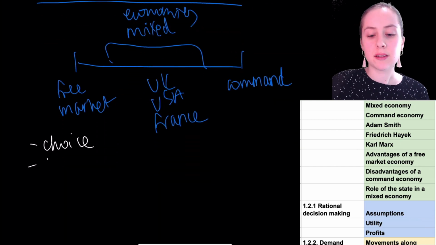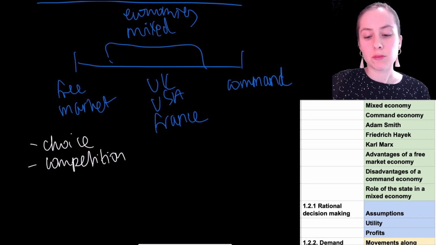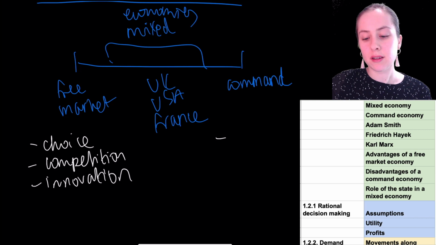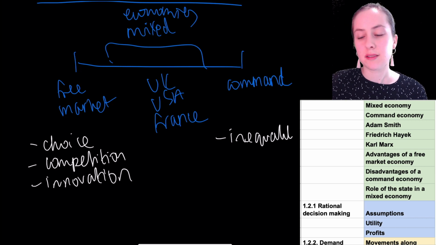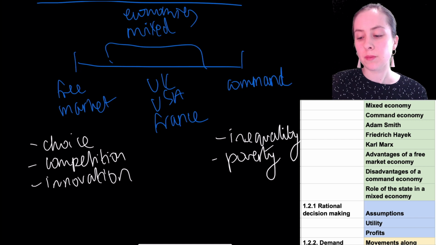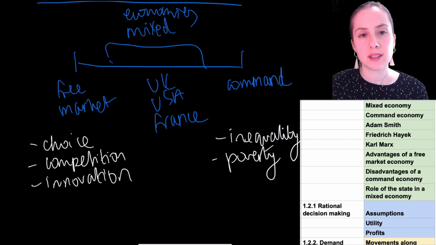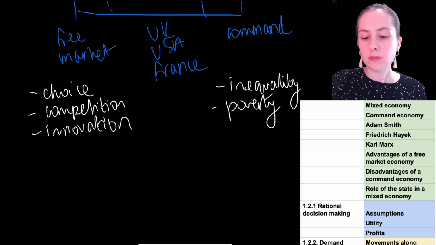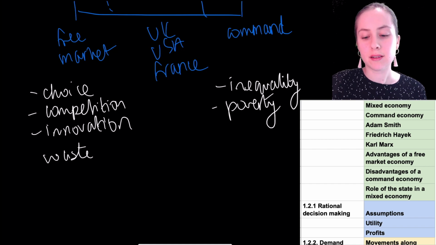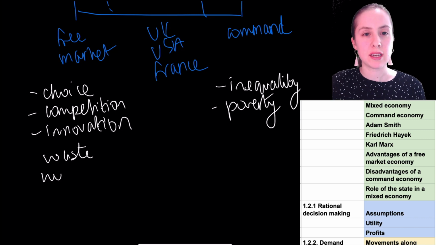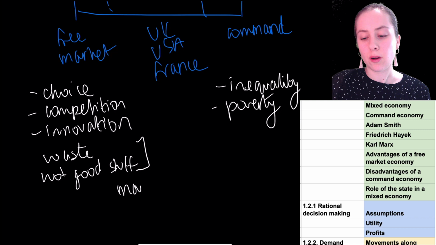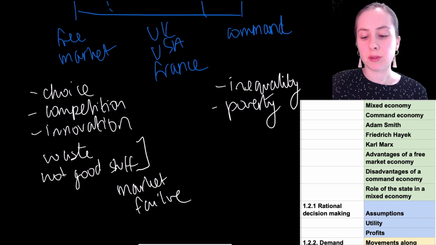A free market typically leads to more choice and more competition, more innovation and more ideas. A command economy may prioritize things like inequality and poverty more and ensure more equitable access to opportunities. However, in a free market, this ruthless competition might lead to a lot of waste, and it might lead to businesses making fast food, which is not good for us. So not good stuff. Ultimately, free markets can fail, and this is called market failure.